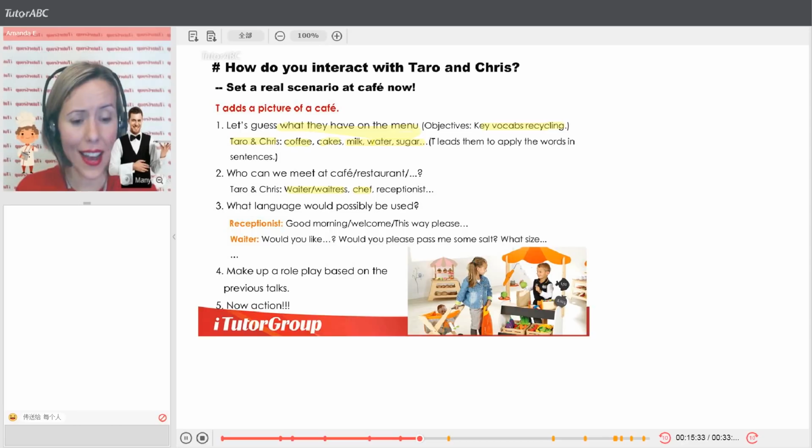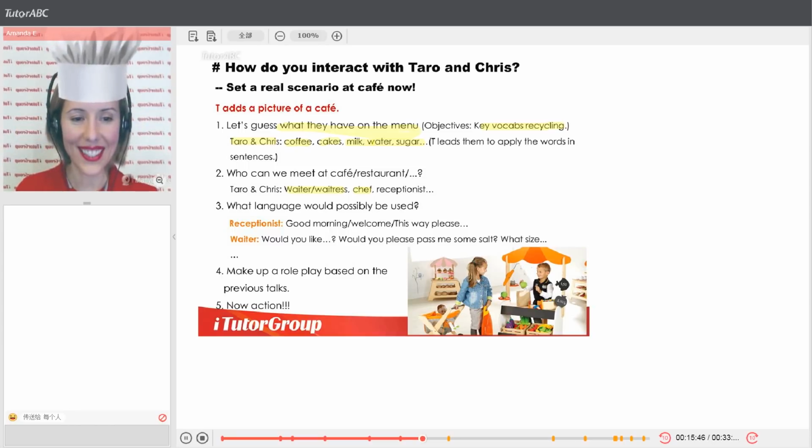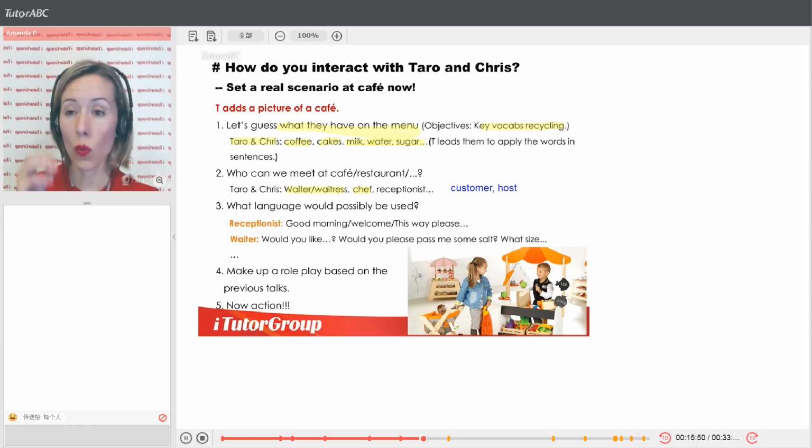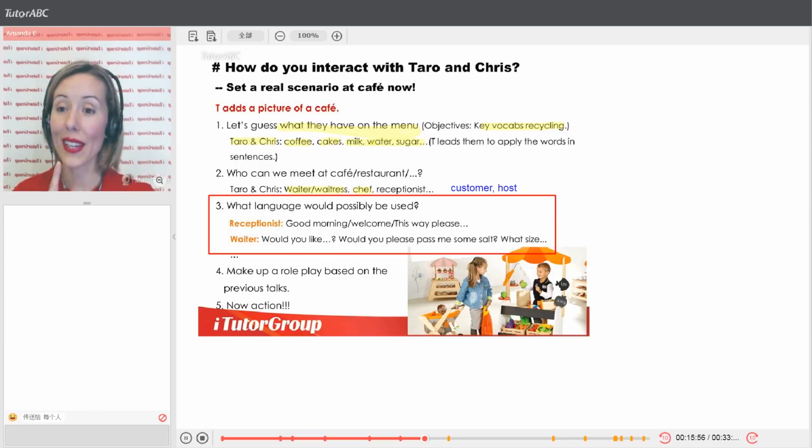Oh, yes, chef. And you can teach them some new words too. Maybe you'll teach them customer or host. And now they have a few more words that they can use in their role play. So now we have some words that they can use when ordering. Now we have some people that they can play. What language should we use?